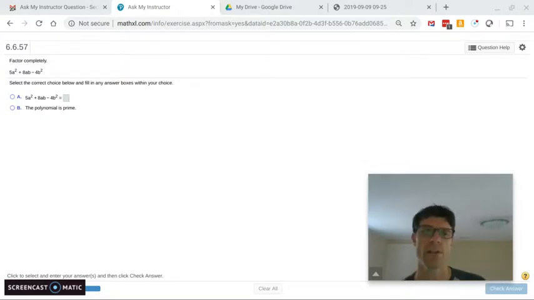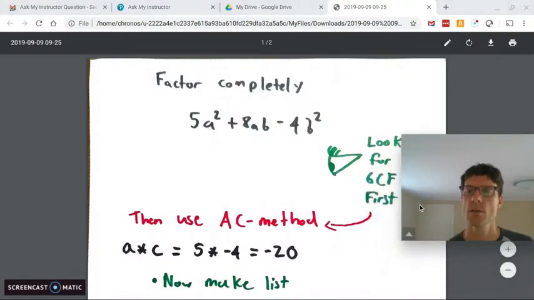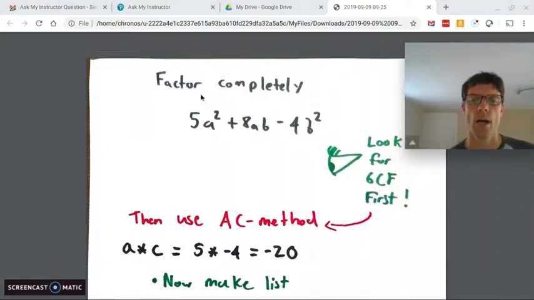It's always easier to factor trinomials if you just have like a squared or x squared in front. But they're still doable. So let's see. Okay, so factor completely this trinomial. First thing you always look for is a GCF, and I don't see any. 5, 8, and 4 don't share anything, and there's no variable that's common to each of the terms. So we move on from there.